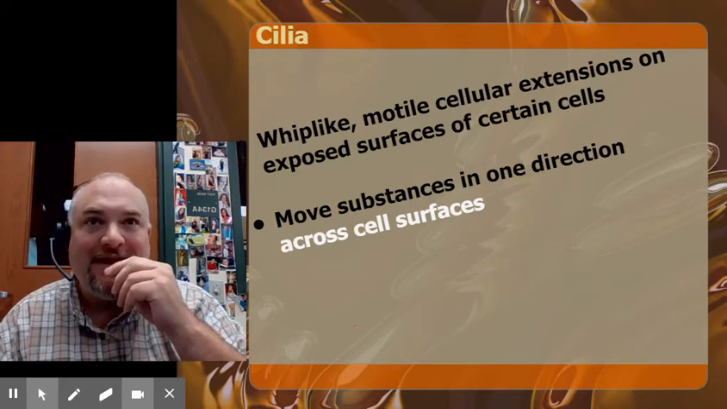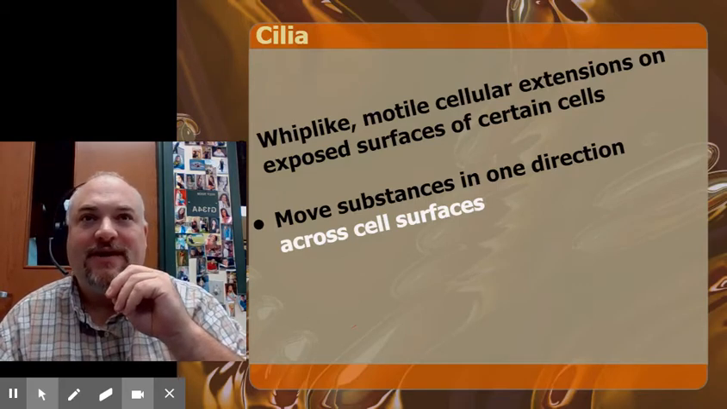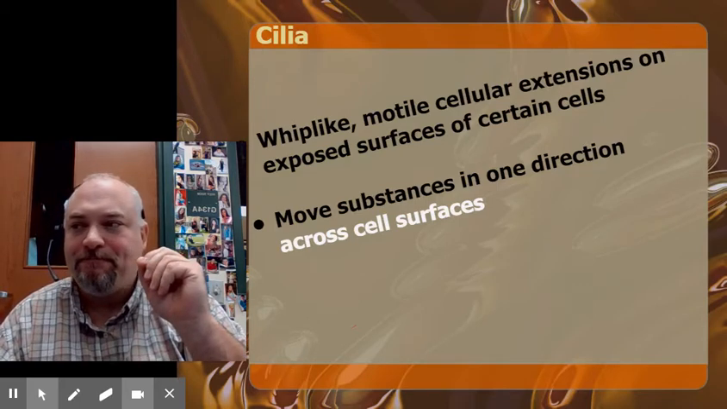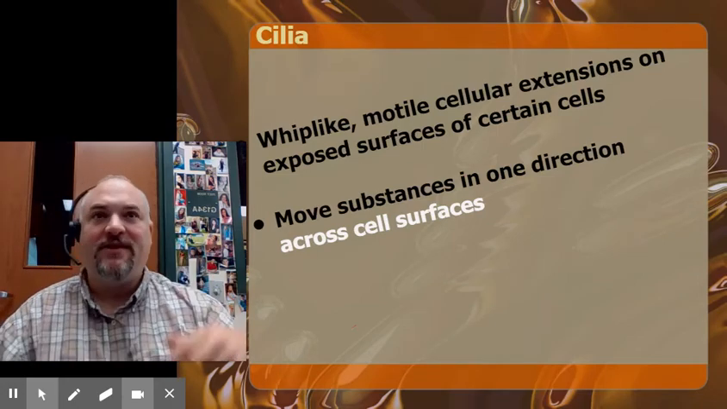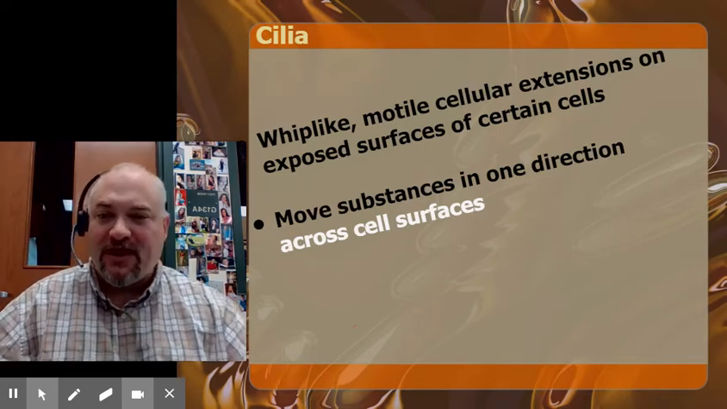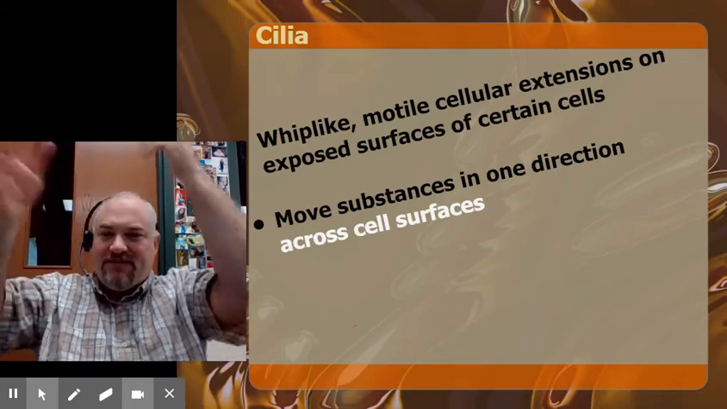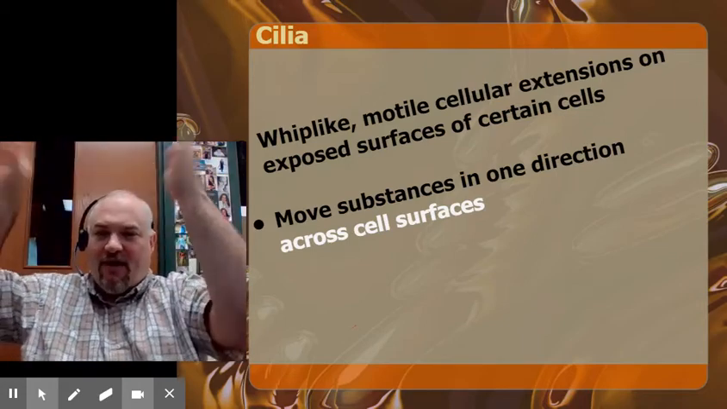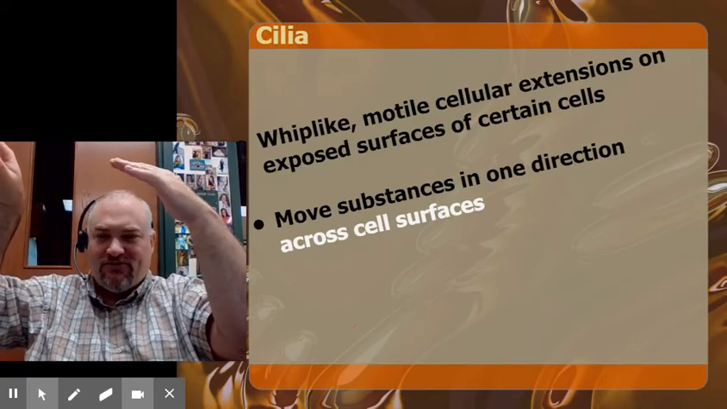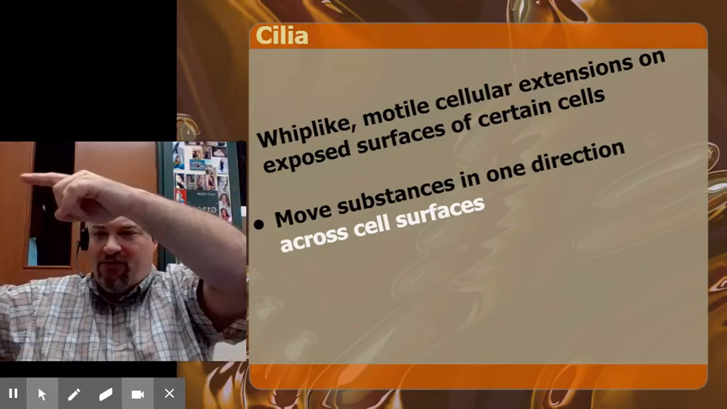So I liken this, if you've ever been to a concert or a sporting event at a big arena and somebody lets loose beach balls or whatever, and everybody's stuck in the stands and they're moving the beach ball around trying to get it to go back up the stands and over. Their arms are like the cilia on the surface, and they're moving the beach ball along.